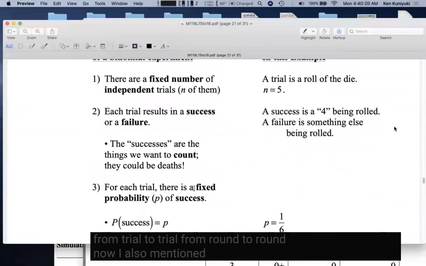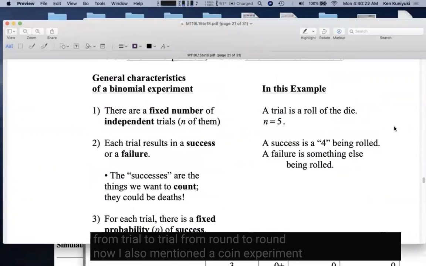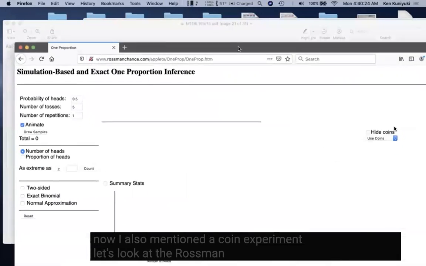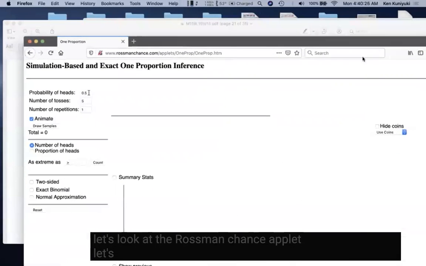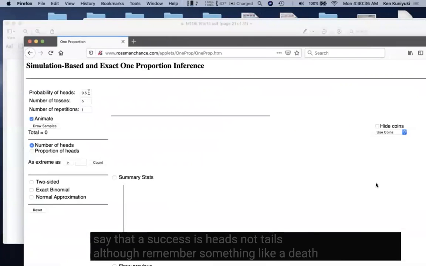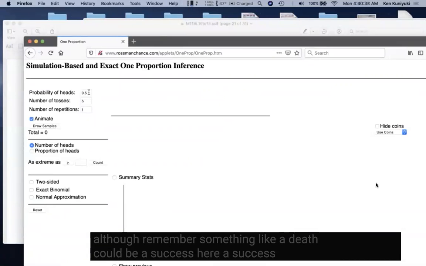Now, I also mentioned a coin experiment. Let's look at the Rossmann chance applet. Let's say we have a fair coin where the probability of heads is 0.5. And let's say that a success is heads, not tails. Although remember, something like a death could be a success. Here, a success is heads. Let's say that the coin is flipped 100 times.